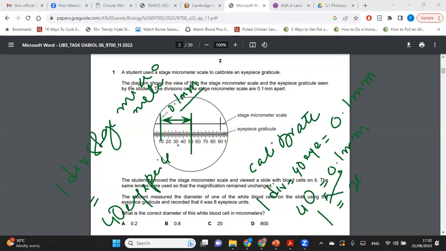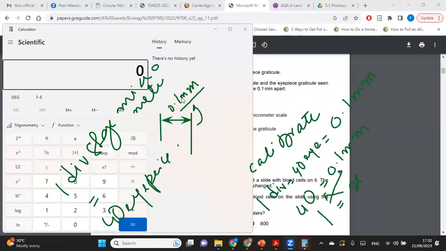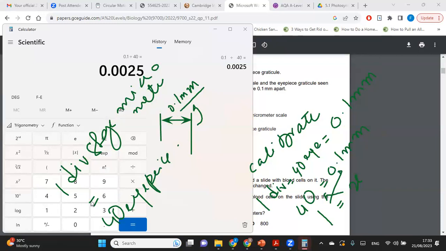So what have we done so far? One division of the stage micrometer is equal to 40 divisions on the eyepiece graticule. That means 40 divisions is equal to 0.1 millimeter. So if 40 divisions is equal to 0.1 millimeter, one division of the eyepiece graticule is equal to x. We solve it for x. Let's do our calculations: 0.1 divided by 40. We get 0.0025, meaning that one single division on the eyepiece graticule is equal to 0.0025 millimeter.